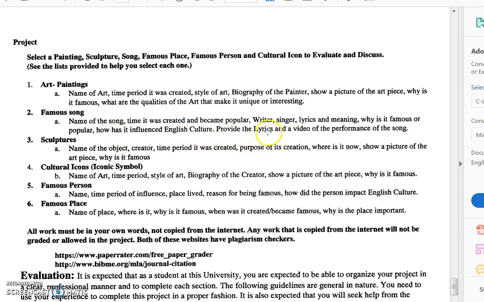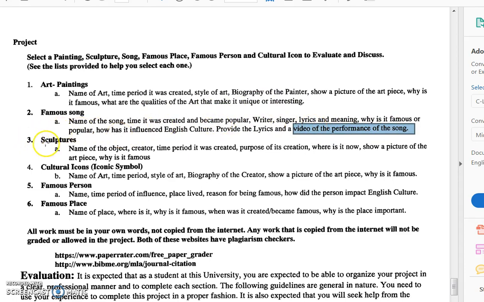So make sure that you provide the lyrics and a link to the video of the song. You don't have to put the video in. You can provide a link to the video, maybe a YouTube link, for example, so that if I go in and look at your forum for that week and I see that you wrote about a famous song, I might want to open that video up and watch it, so that I can listen to it and make sure that the things that you said about it were correct.